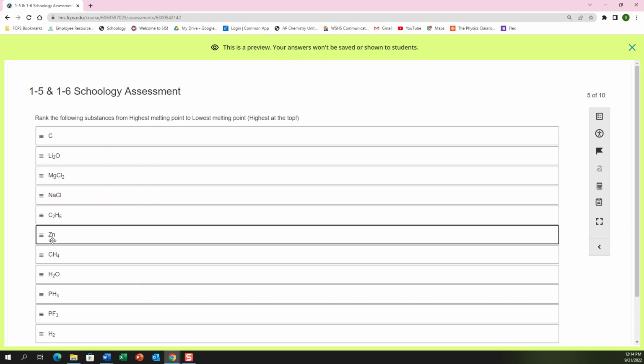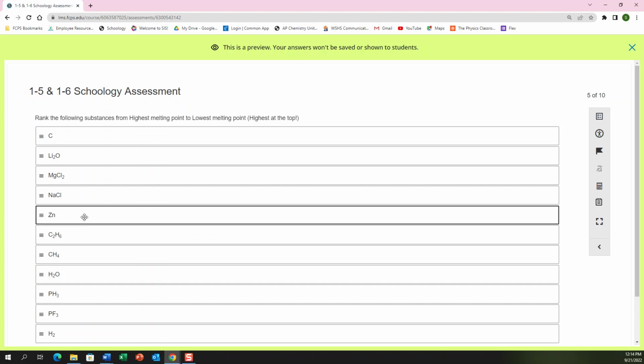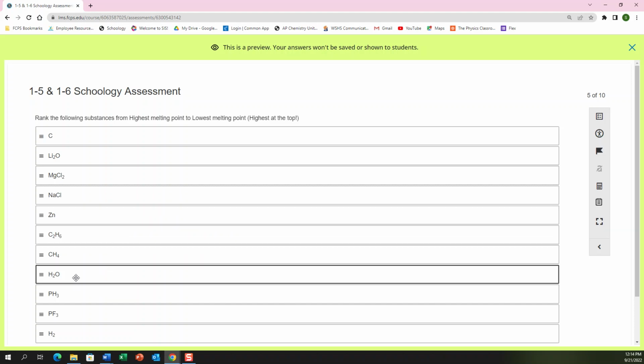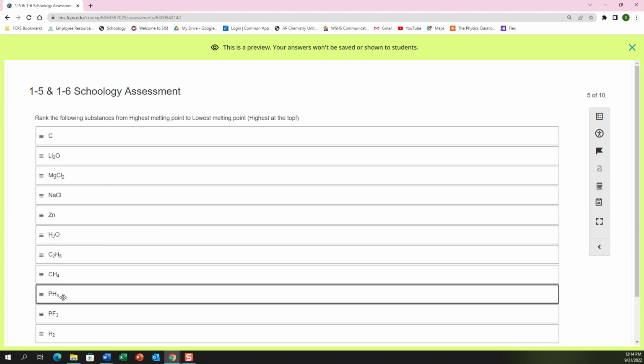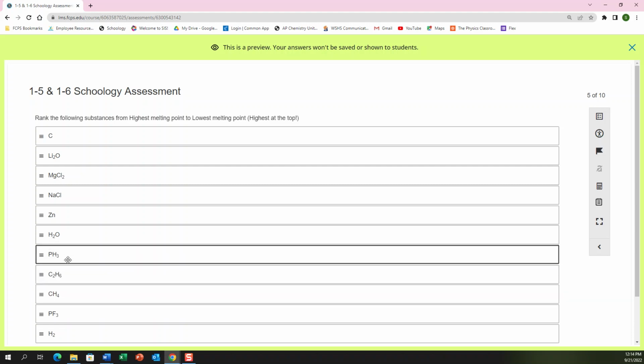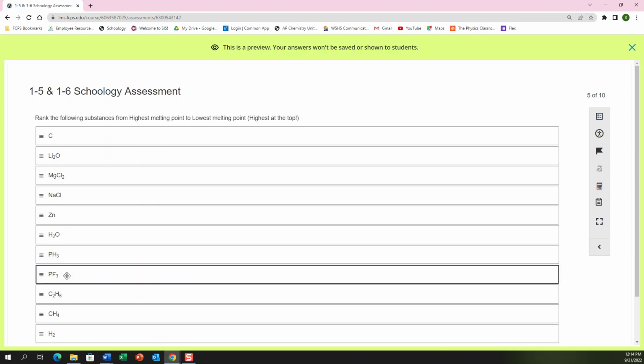Now we're looking for any metals, and we only have one, so zinc, so that'll be the next thing. Now let's look for our polar molecules. I know water's polar. I know PH3 is polar because it's pyramidal shape. I know PF3 would be polar because it's the same shape.